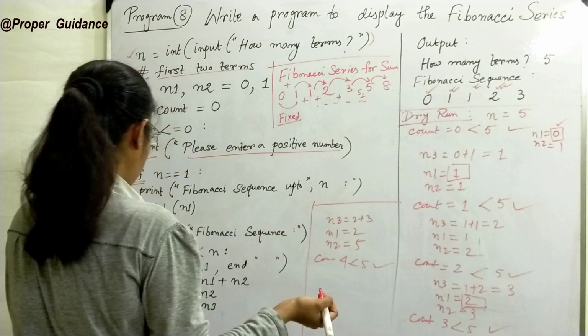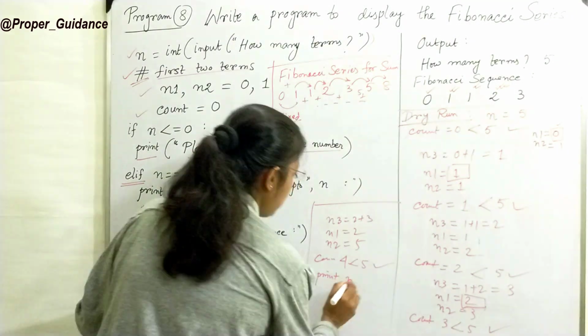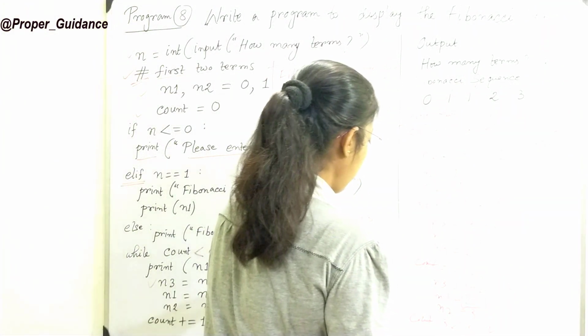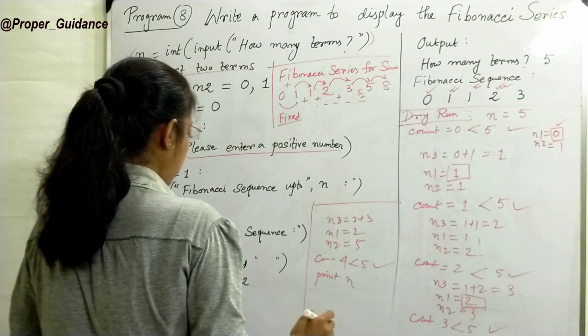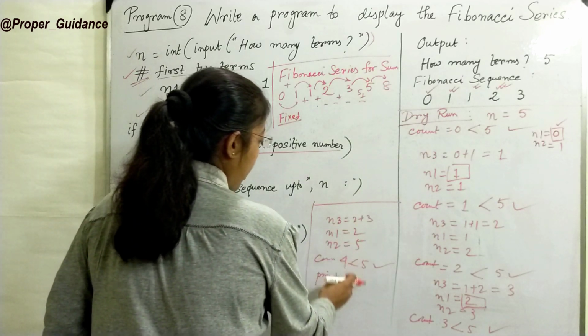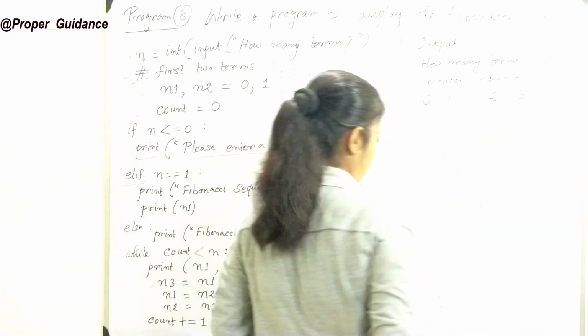And when the loop continues, we will print n1. Print n1 means what is the value? n1 equals 2. So we have printed 2. And then when the loop continues, count equals this thing, and we add it and go through this, and we get the 3.